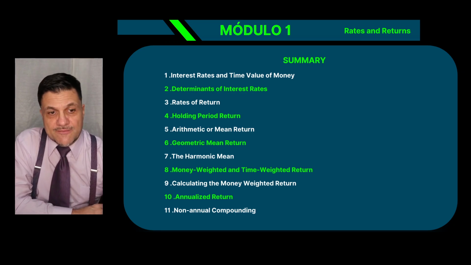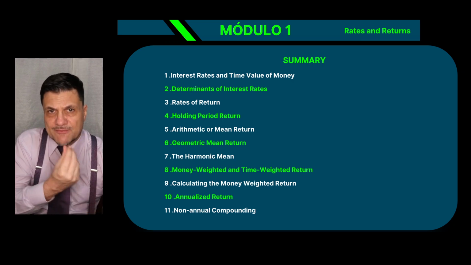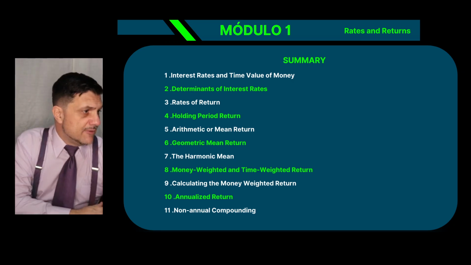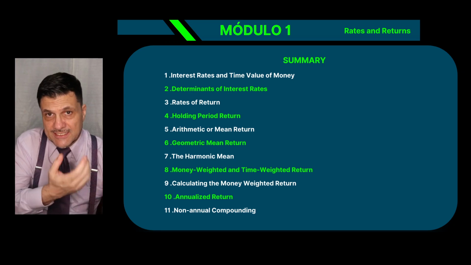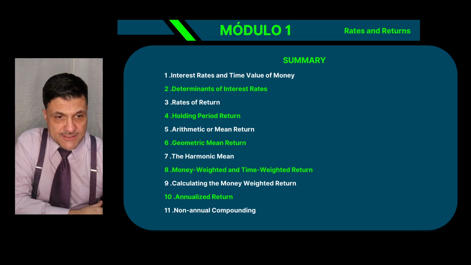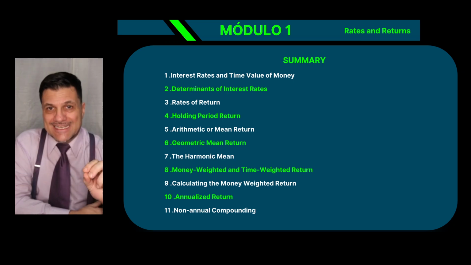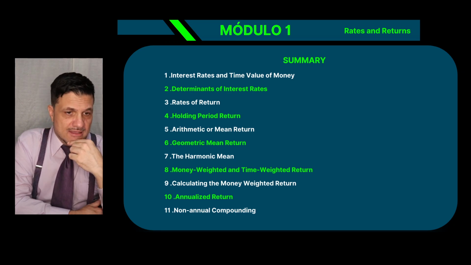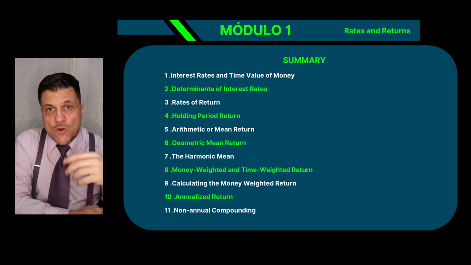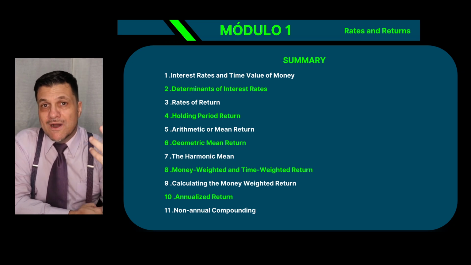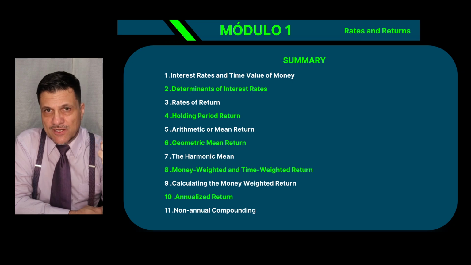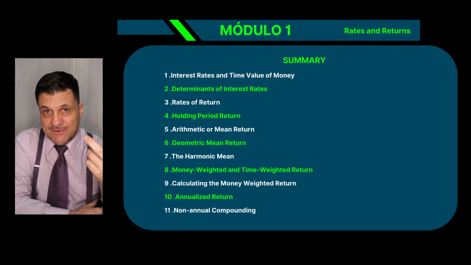Then, after the holding period return, you're going to need something a little bit more specific. You can do the arithmetic return, like I did: take the total return and divide it by the number of years. Or you can take the geometric mean return, which is a little bit more sophisticated. In this case, we don't add and divide, but we multiply the returns, and then instead of dividing, we raise it to the power of 1 divided by the number of years. That's the concept of the geometric mean. So it's going to give a little bit more accurate measurement.